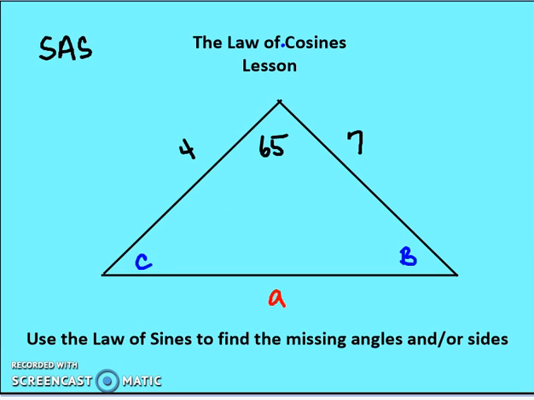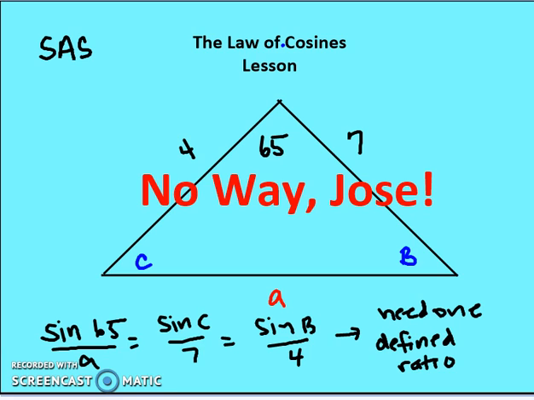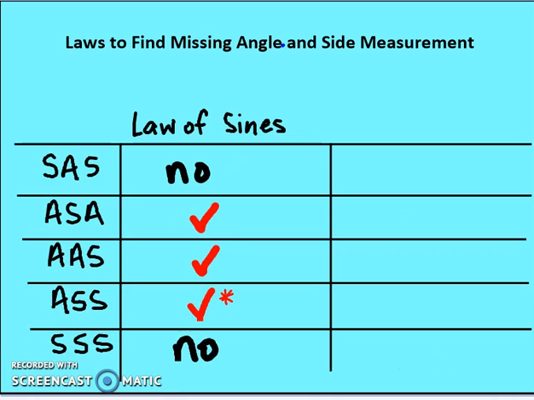Then we're going to try side, angle, side, same thing. I'm going to pause here while you try to work this problem out. And you're going to see that, again, you have an unknown in each of the ratios. So you're going to end up with two unknowns. Again, you need one defined ratio in order to solve. In this case, we don't have any defined ratios. So we're going to say no to side, angle, side.